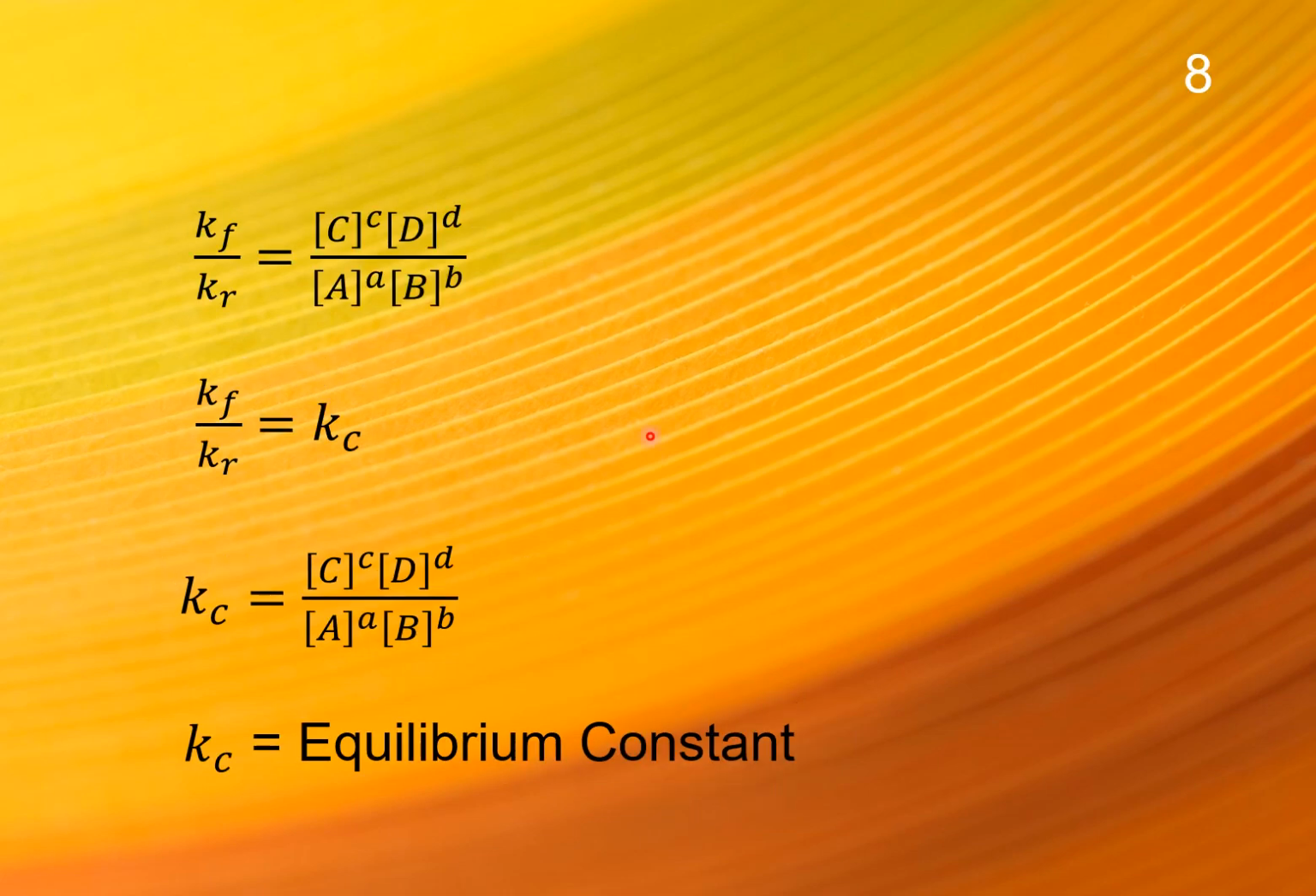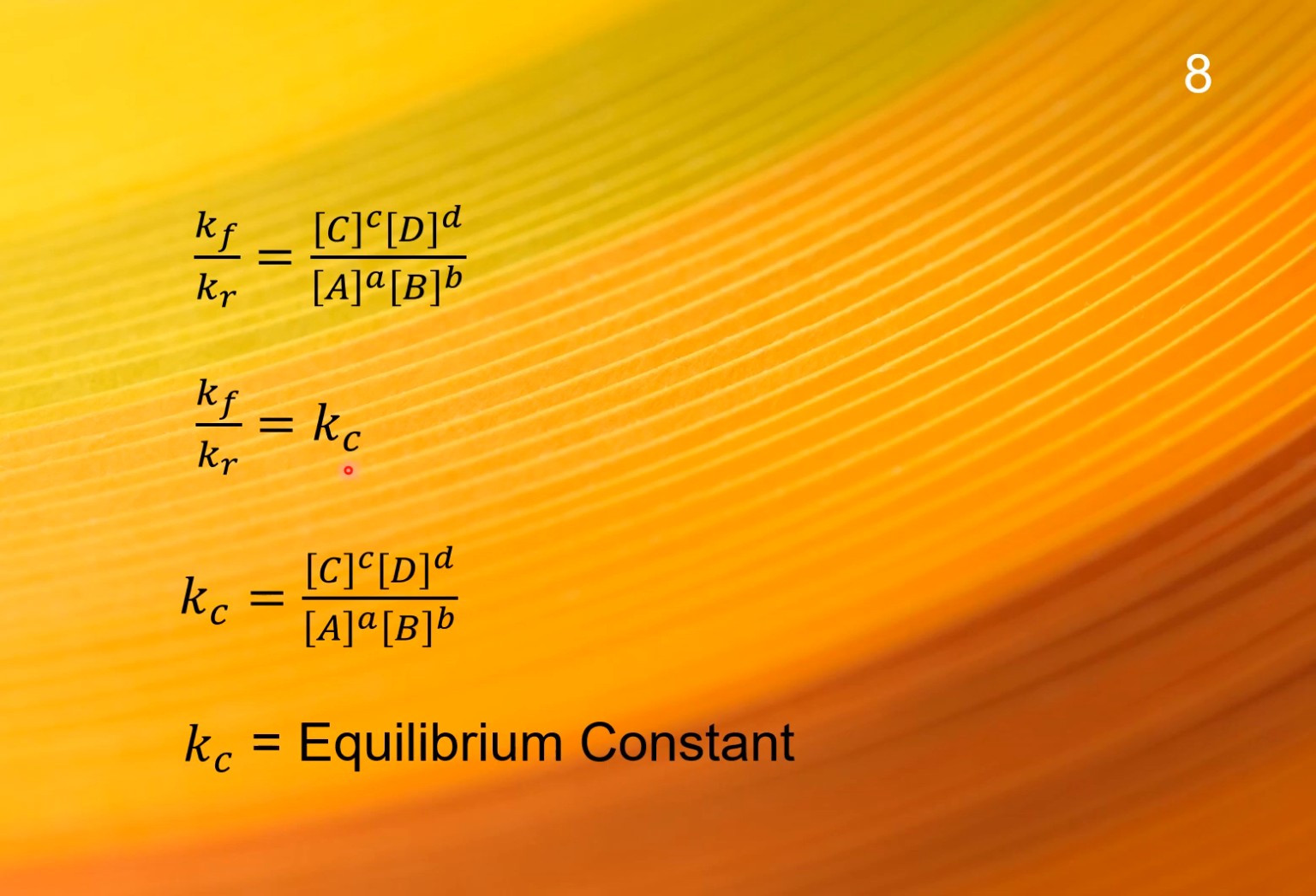Now rearranging the equation, we get Kf upon Kr. This is equal to the product of the concentrations of the products C and D, each raised to the number of moles of C and D, divided by the product of the concentrations of the reactants A and B, each raised to the power of the number of moles of A and B. Now Kf upon Kr is equal to Kc. Kc is the equilibrium constant, and the subscript c denotes molar concentration at equilibrium.